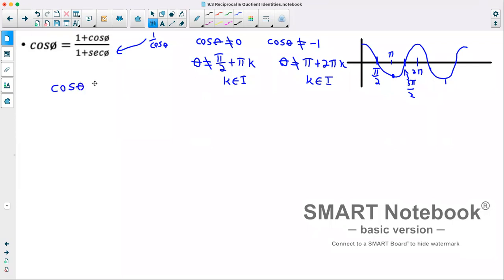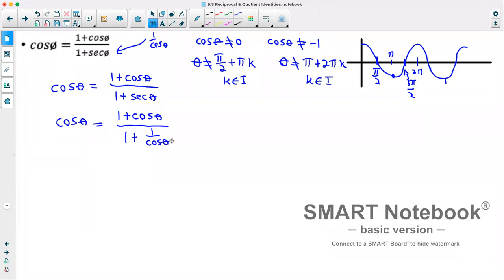So I've got cos of my angle is equal to 1 plus cosine over 1 plus secant. This side looks like the more complex side, so that's where I'll start. So I have cos theta equals 1 plus cos theta over 1 plus 1 over cos theta. So with this one, I'm going to do the same thing as I did with the last one to get rid of this extra fraction down here. So I'm going to multiply the numerator and denominator by cos theta.